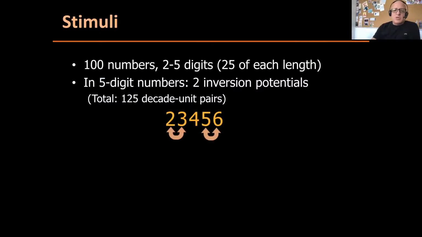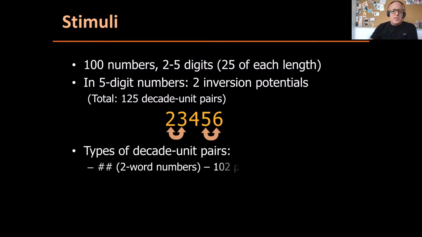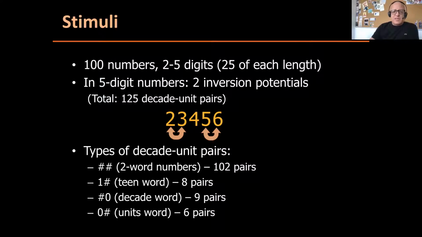And in 5-digit numbers, note that there are 2 potentials for inversions because both the decade and the units, and the thousands and the 10,000s are inverted. So in Arabic or German, this number would be said as 3 and 20,000, 400 and 6 and 50. So overall, it means that there are 125 decade-unit pairs. Most of them were numbers with 2 words, but there was also a small number of numbers with a single decade word or a single unit word.